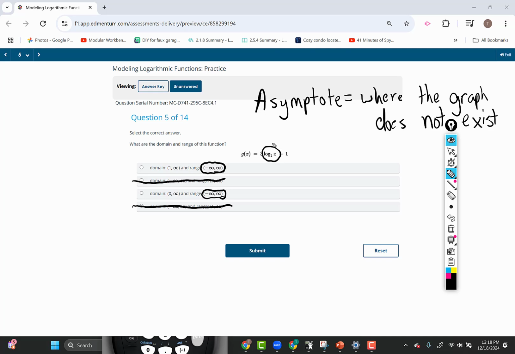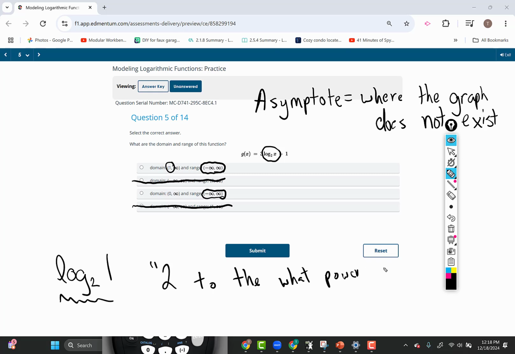Well, we can do this pretty easily just by thinking about this problem logically. Doesn't really matter what the base is. Can you take the logarithm of, let's just call this base 2, and let's check this one. So this is saying the asymptote is at 1. So the graph only exists everywhere from 1 and to the right. So if we substitute 1 there for x, what this problem is saying is 2 to the what power equals 1.